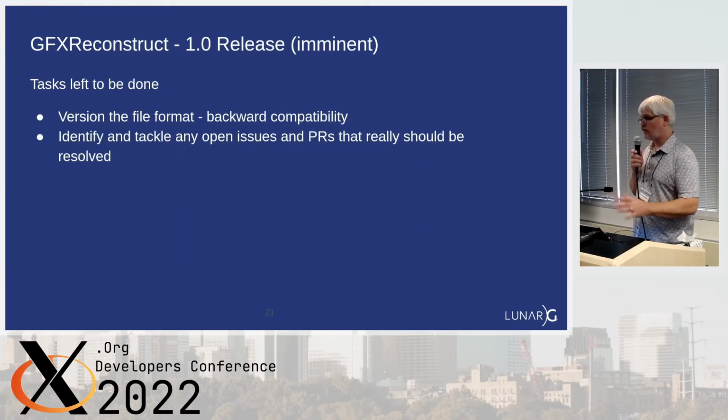And so those of you who've used GFXReconstruct have known, I think, possibly that it's been out for several years. A lot like other open source projects, you could download it and try it, but there haven't been guarantees about the file format or the version. So we're closing on 1.0. And so some tasks left to be done are to version the file format, make sure that the numbers are documented, and that we have some clarity on backward compatibility. And of course, we accept issues and PRs on the GitHub repo.